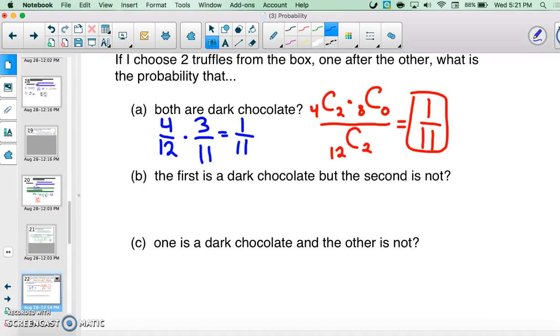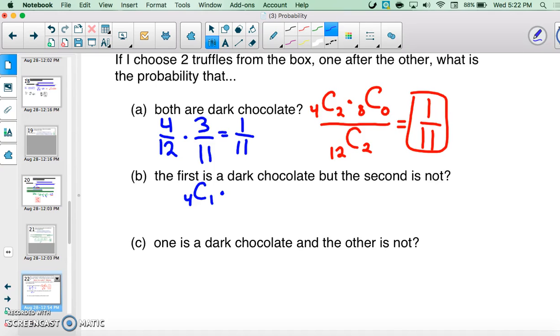So for the next one, the first one we pick is a dark chocolate, but the second one is not. So this time the order does matter. It's kind of like the precedence. We were doing something first and then something second. So instead of doing combinations this time, we're going to use permutations. So the first time we do it, we've got 4 and we're choosing 1 because we're picking that 1 dark chocolate out of the 4 dark chocolates.